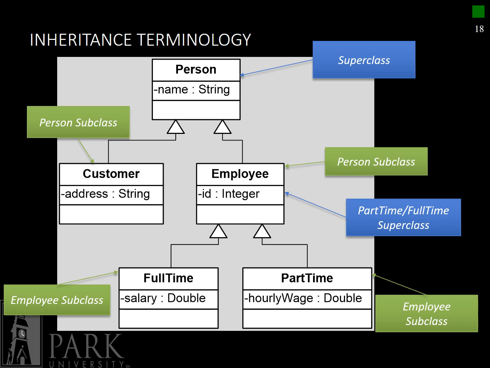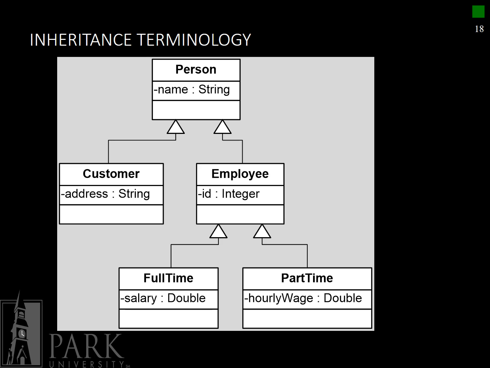So person is a superclass, employee is a superclass, but then customer and employee are also subclasses, and full-time and part-time are subclasses, right? So you can be both at one thing depending on where you're at in the hierarchy. Just like people, right? You can be a parent and a child at the same time. We say that subclasses are derived from superclasses, and that makes sense when you realize that subclasses inherit all of the superclass's data and methods.